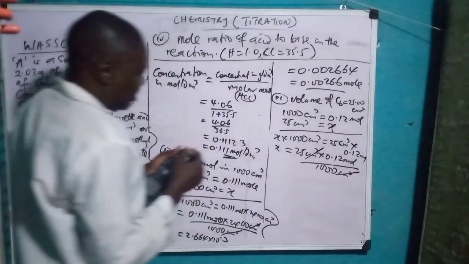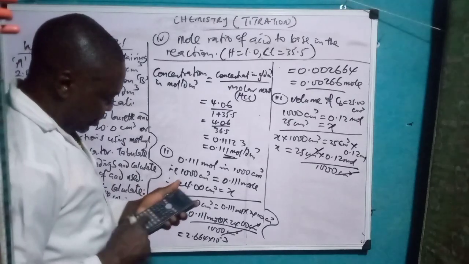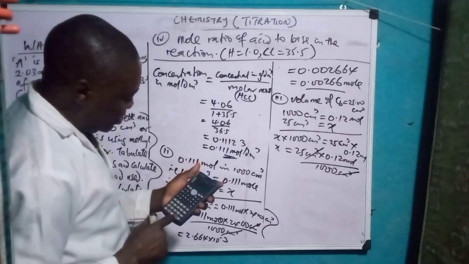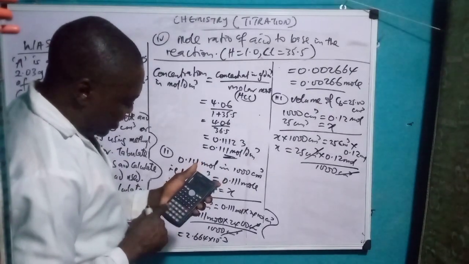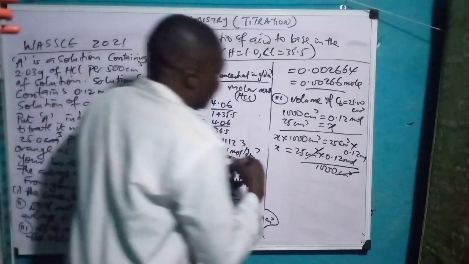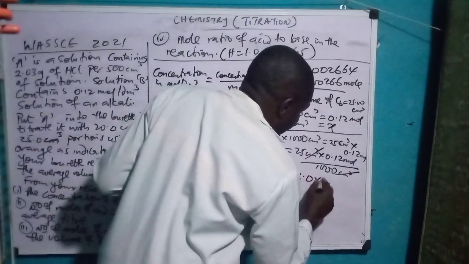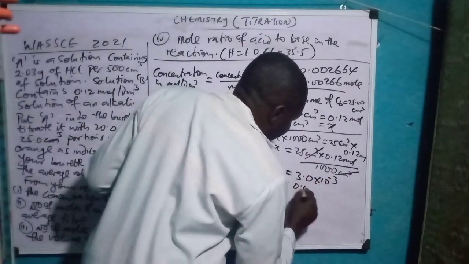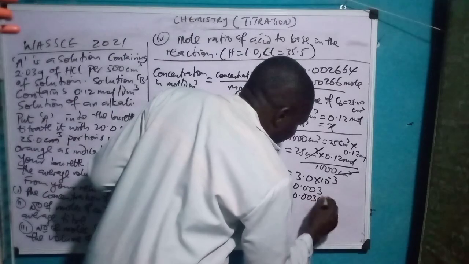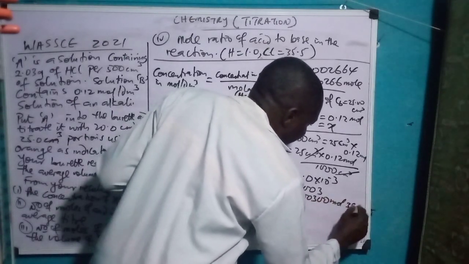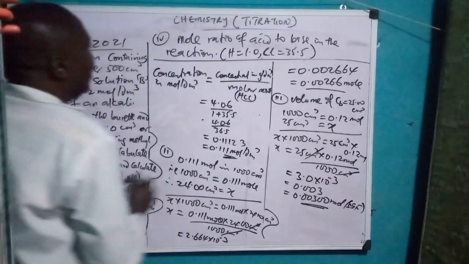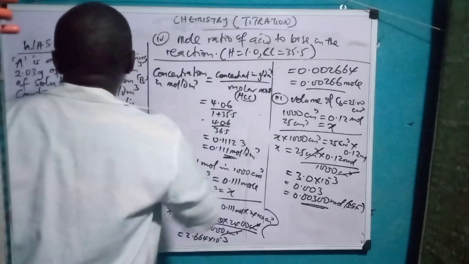cm cube cancels cm cube. Let's see what we have. 25 times 0.12, divided by 1000, gives you 3.0 times 10 to the power minus 3, which gives you 0.00300 mole. 3 significant figures. Remember, you must maintain 3 significant figures throughout. That's that. Then the last one, mole ratio of acid to base in the reaction.